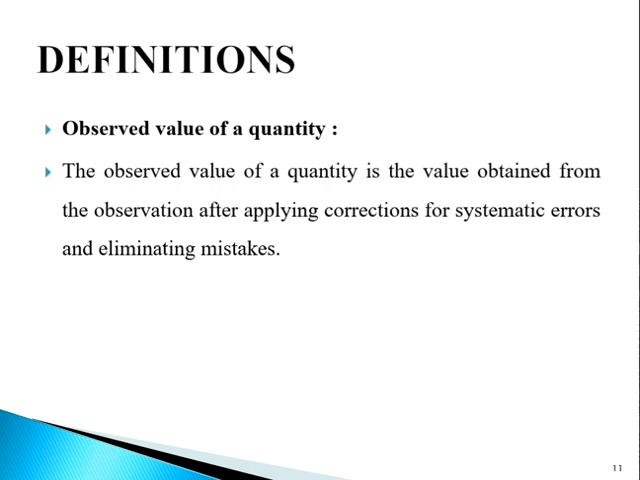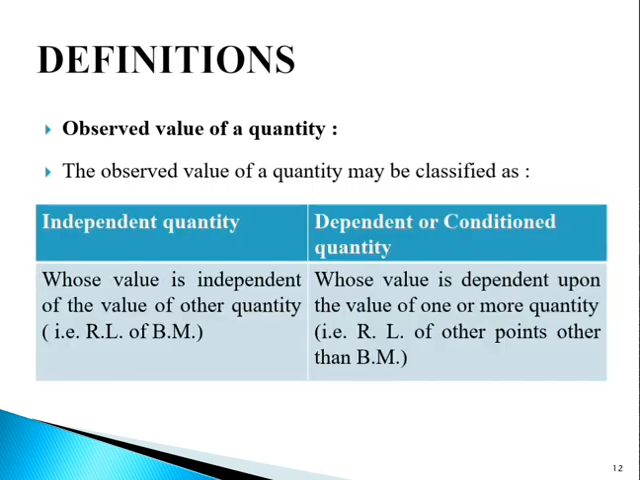Next is observed value of a quantity. The observed value of a quantity is the value obtained from the observation after applying corrections for systematic errors and eliminating mistakes. The observed values contain random or accidental errors. The observed value of a quantity may be classified as independent quantity and conditioned quantity, or dependent quantity.